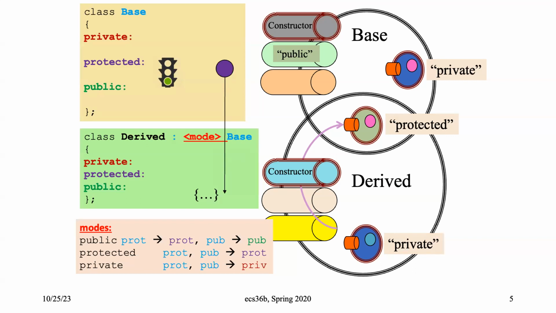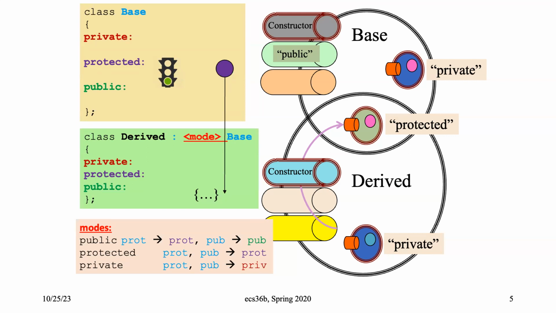So if you define a mode that is public, what does that mean? It means that anything in the protected area of the base class will be considered in the protected area of the derived class. Anything in the public area will be considered a public area in the derived class. If you define that inheritance with the mode public, we'll see some examples.